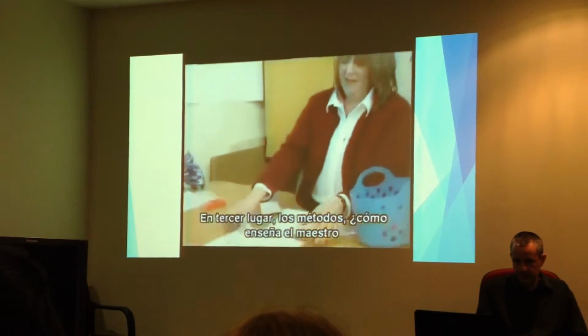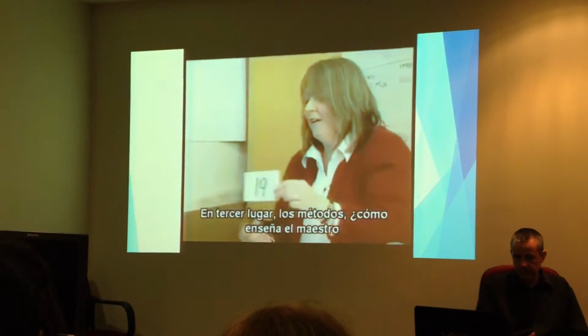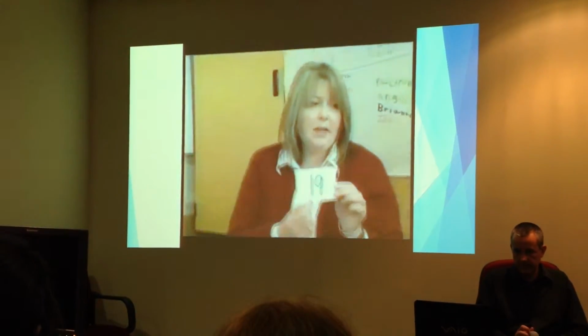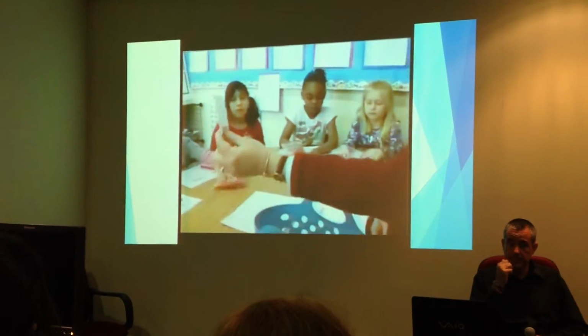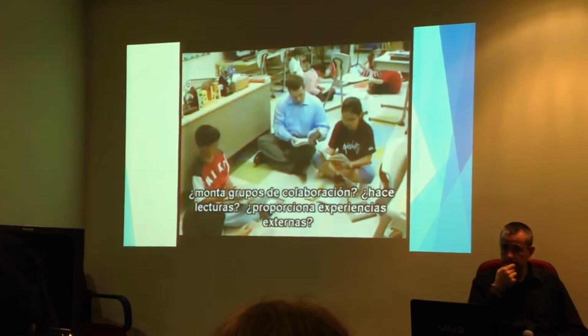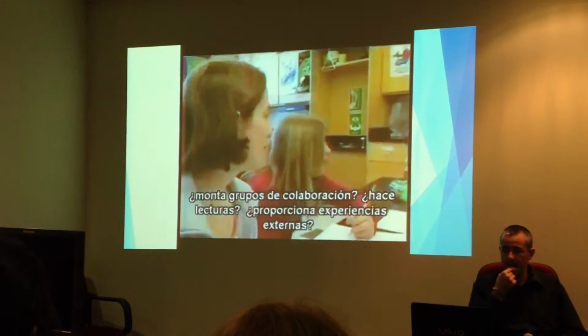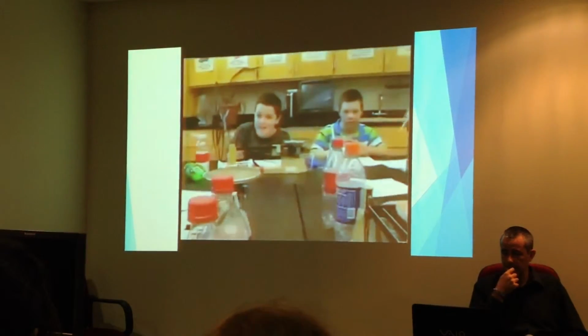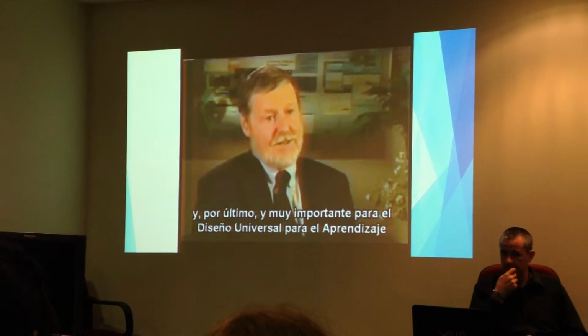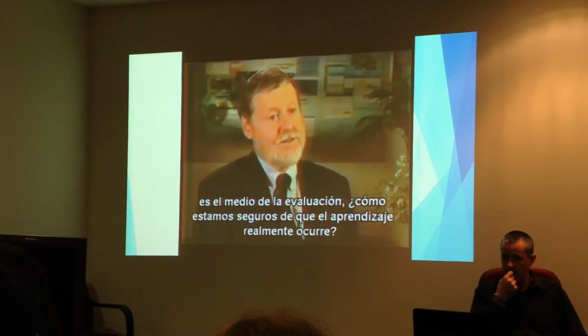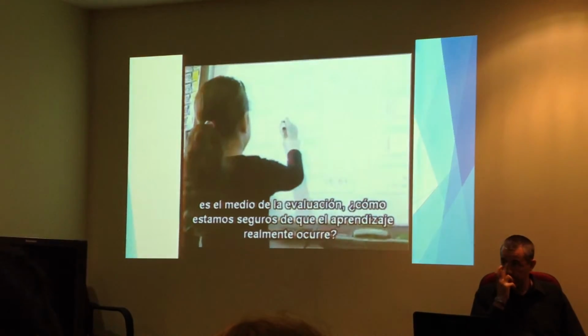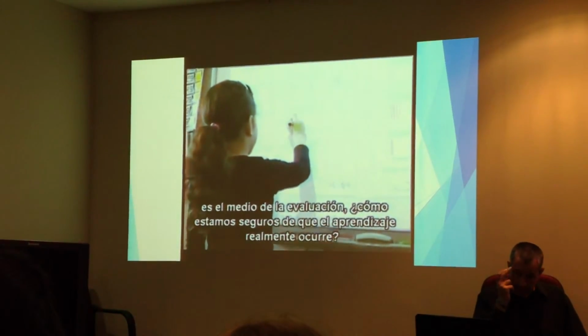Third, the methods. How does the teacher go about teaching when she or he is working at helping students learn? Does she set up collaborative groups? Does she lecture? Does she provide experiences out in the world? And lastly, and very important to Universal Design for Learning, is the means of assessment. How are we sure that learning really occurs?